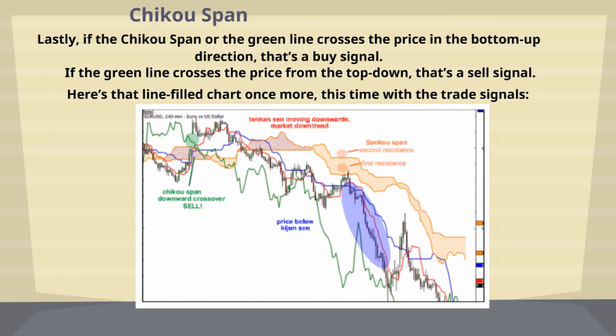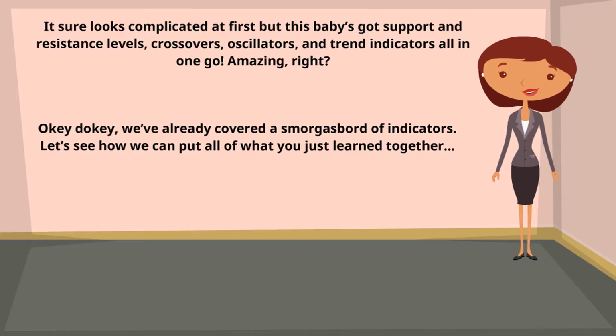Chiku Span. Lastly, if the Chiku Span or the green line crosses the price in the bottom-up direction, that's a buy signal. It sure looks complicated at first, but this baby's got support and resistance levels, crossovers, oscillators, and trend indicators all in one go. Amazing, right? Okie dokie, we've already covered a smorgasbord of indicators. Let's see how we can put all of what you just learned together.